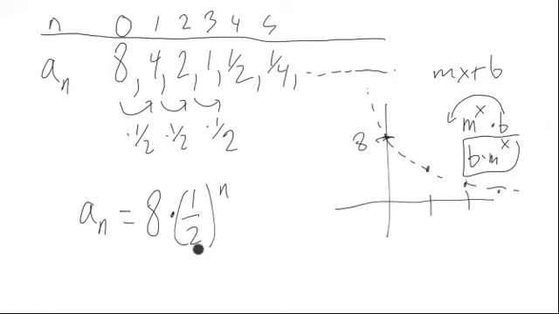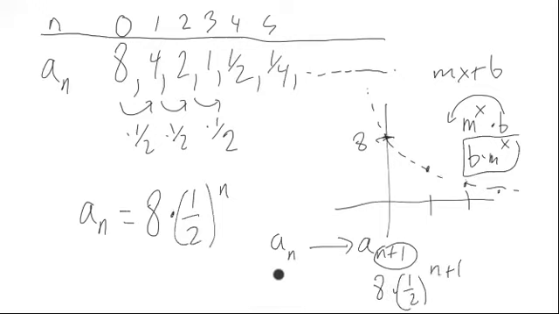So how do we get from one term to the next? In particular, how do you get from a sub n to a sub n plus 1, just one further in? Well, what is a sub n plus 1? That's when you plug in n plus 1 for n here. And so then you would have 8 times a half to the n plus 1. So how do you go from here to here?